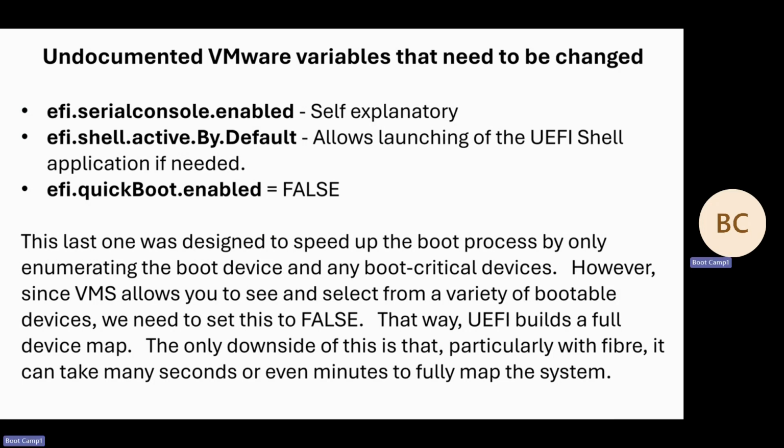The thinking from VMware there is that if you have a huge machine with lots and lots of devices, it's going to take a long time to map all those devices. So they try to map only the one boot device, and just the minimum amount of hardware. But with VMS, you want to be able to select your boot device. So you really need to enumerate all the devices. That's kind of up to you. If you're set up with just a single boot device, you can probably get away with that.